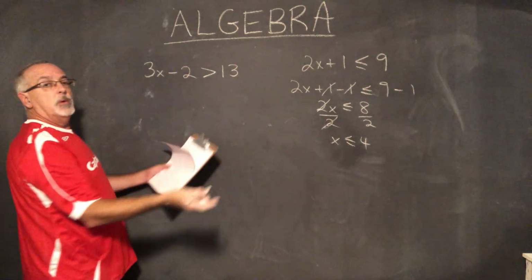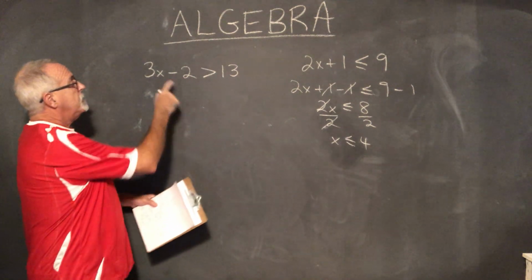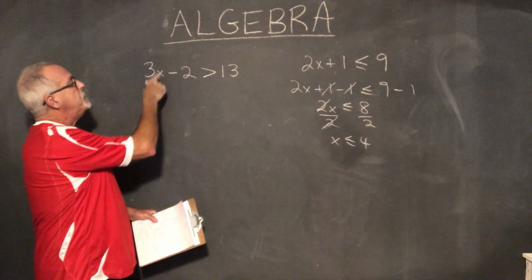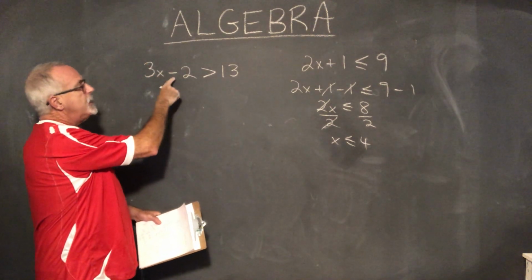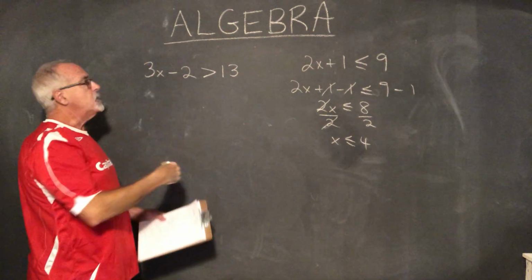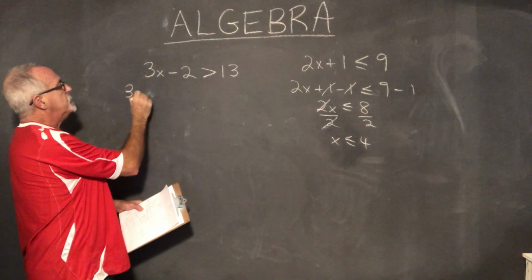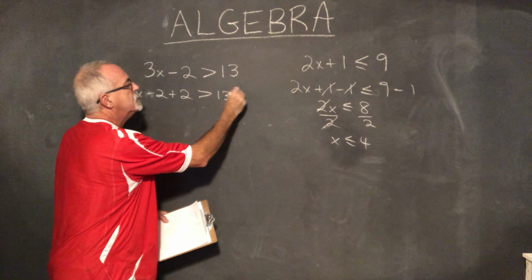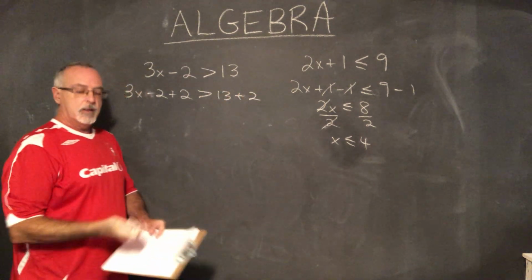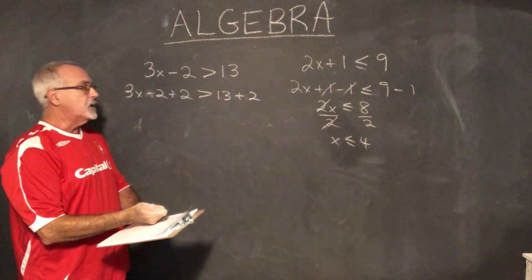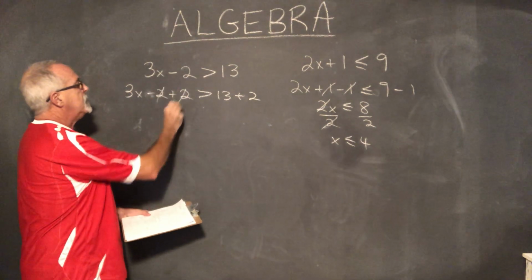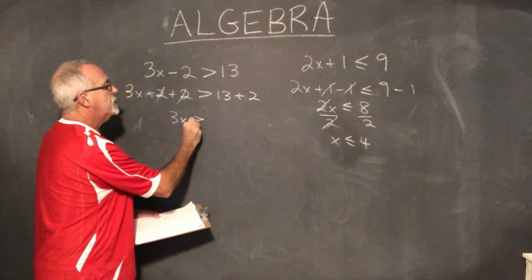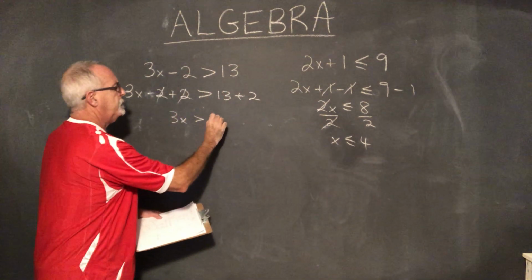Okay, so what do I do? I do the same stuff. My x is being multiplied by a 3, but the term that includes the x is also having a 2 subtracted from it. So what do I want to do? I want to do the opposite of subtracting 2. I'm going to add a 2 to both sides. I find myself saying it faster and faster because I know the students are getting more and more used to it. These cancel. 3x is greater than 13 plus 2, which is 15.